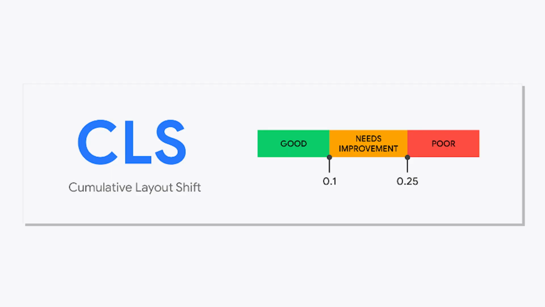Now, you may be wondering, what exactly is a good CLS score? A good CLS score should be equal to or less than 0.1. A CLS score between 0.1 and 0.25 means that the performance needs improvement. And the grade is poor if CLS is more than 0.25.